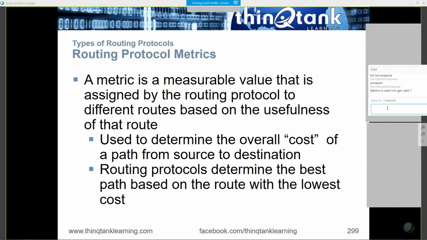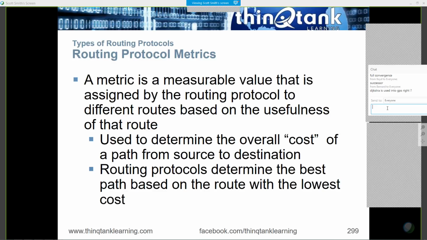Yeah, Dijkstra's algorithm is used in programming languages. It's used in IS-IS. It's used in OSPF. It's actually even used in spanning tree. Technically speaking, the algorithm in spanning tree is Dijkstra's algorithm because it's the shortest path first algorithm, right?